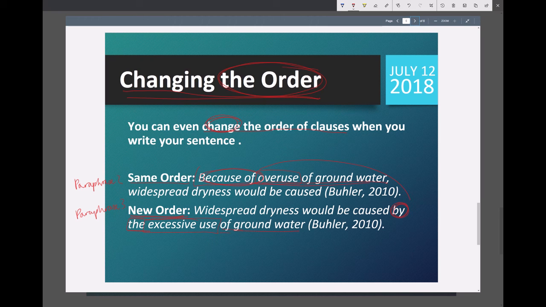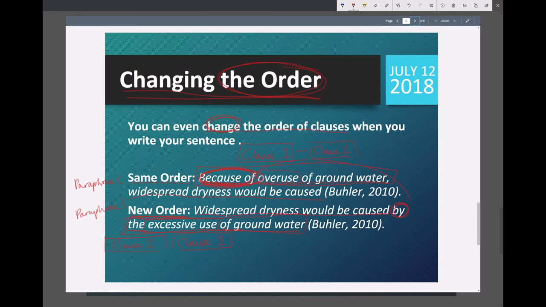Notice that this big chunk, this clause that is placed first in paraphrase 2, is now switched. So you have clause 1, the subordinate clause, first. And then you have clause 2. This time, you have clause 2 first. And then see, widespread dryness would be caused. That clause stayed the same throughout. Notice that if you change the order of the clauses, you would need to change the connecting word as well. "Because of" is usually used at the beginning of a sentence. At least in this case it is.